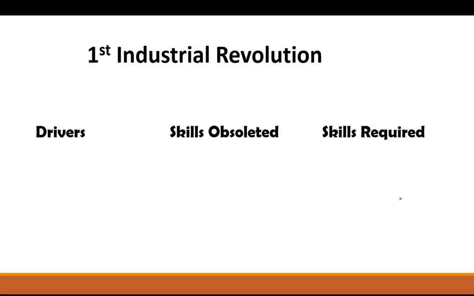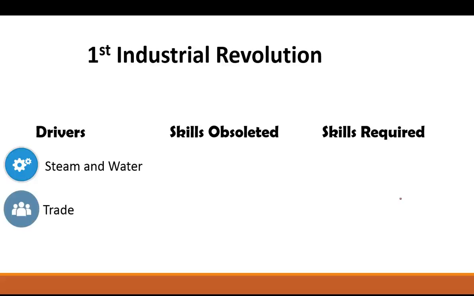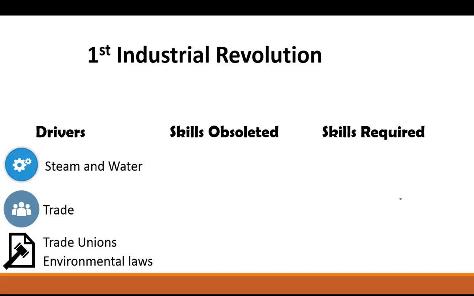So this was the first industrial revolution. It was driven by steam and water. It was mostly also driven by trade: bigger commercialization, more people wanting their resources. But it was also the development of environmental laws, as well as trade unions and craftsmen guilds. So these were two of the side effects or the drivers of it.